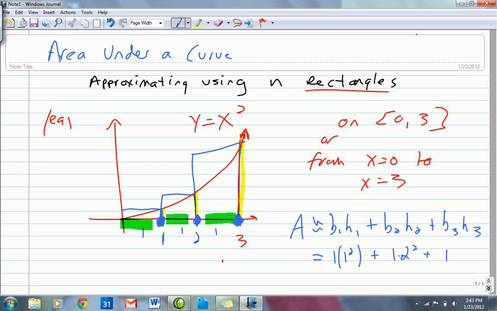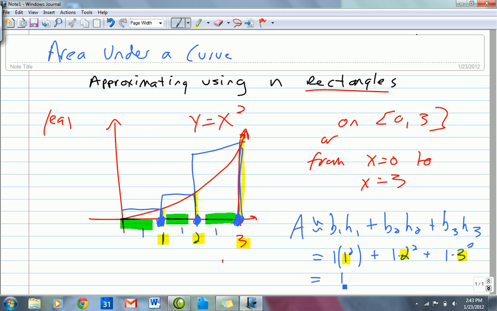And when I square 3, I get the height of my third rectangle. Okay, so here are my tags. I'll highlight them in yellow: 1, 2, and 3. When plugged into the function, those tags determine the heights of those rectangles.